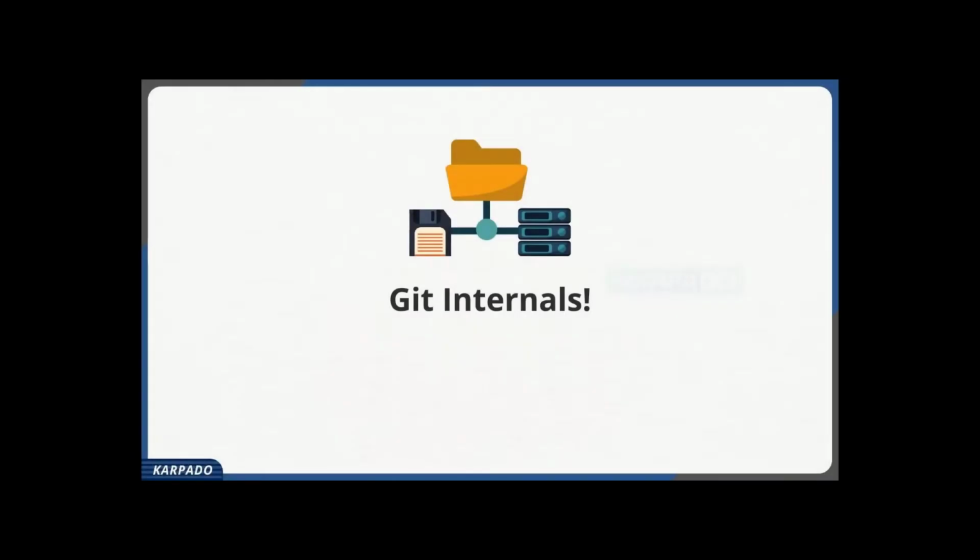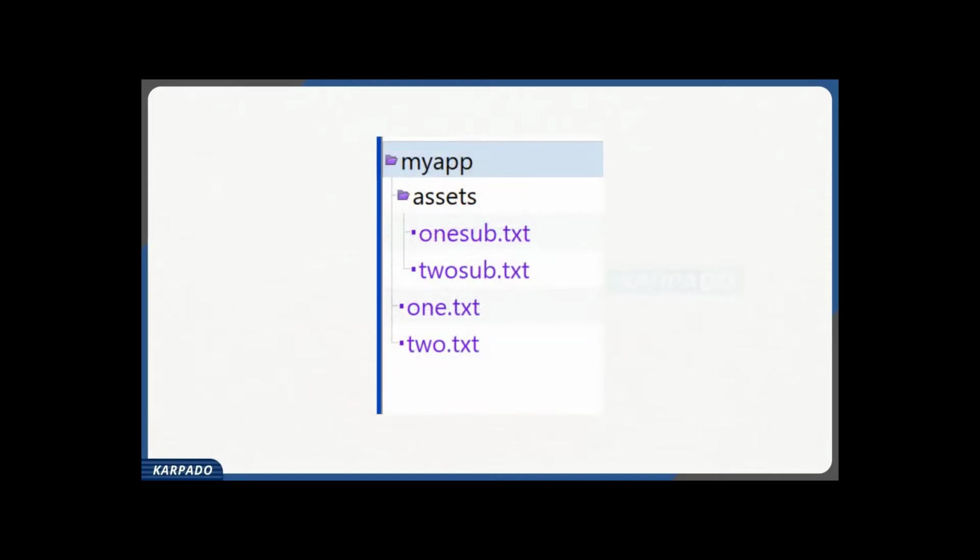Let's talk about how Git actually stores the data inside the object database. In our previous lecture, we had created a project with a bunch of files and we committed those changes. And here is the project structure we had. We have the myapp folder, which is the root project directory, inside which we have 1.txt, 2.txt, and also a subdirectory called assets. Inside the assets directory, we have one sub.txt and two sub.txt. Now let's take a look at how these files are actually stored inside the Git database, for which we need to understand various types of objects that Git has.